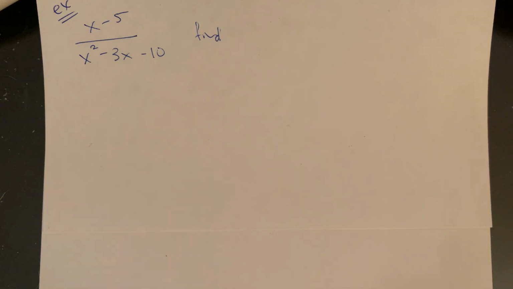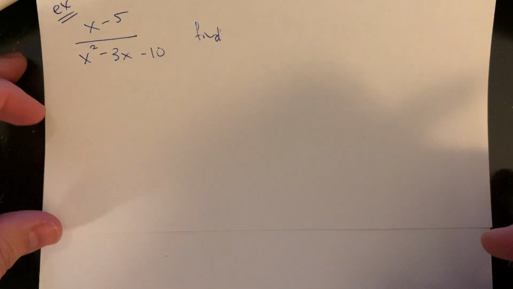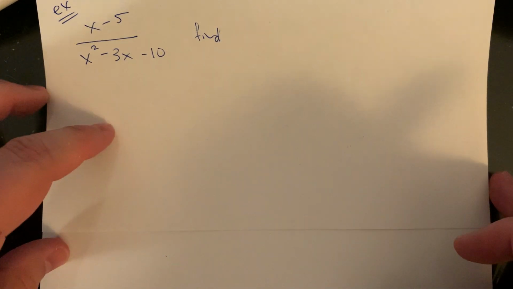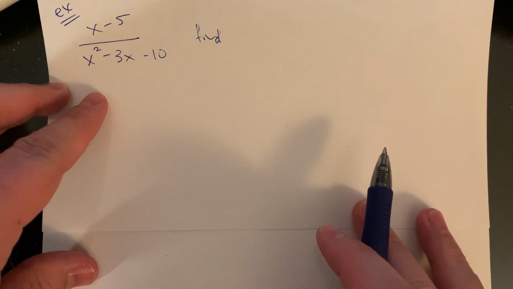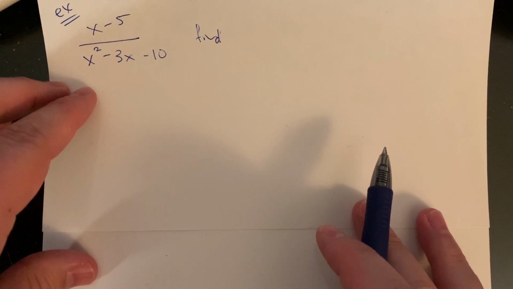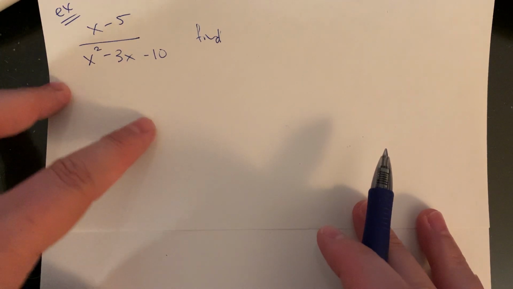This would be one last quick example to finish off what would have been our first video, just looking at excluded values from the domain of a rational expression. I was going to do one last factoring example that was a little bit more involved: x minus 5 over x squared minus 3x minus 10.